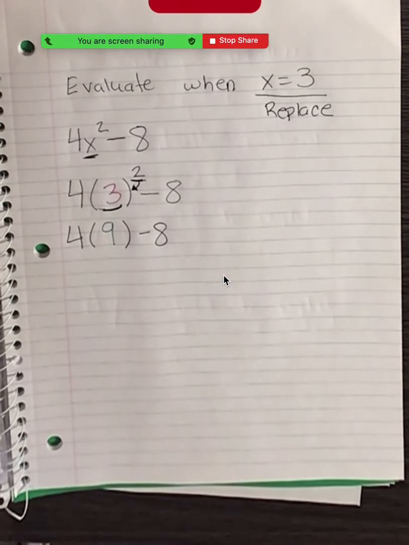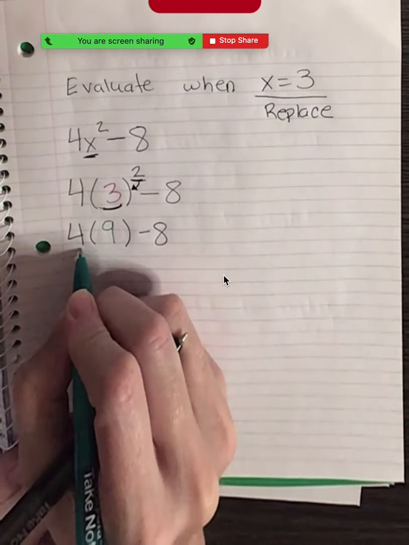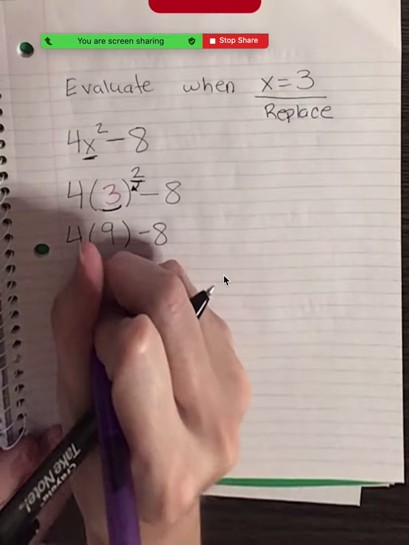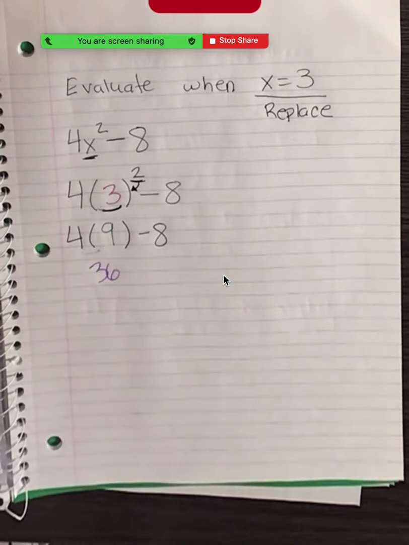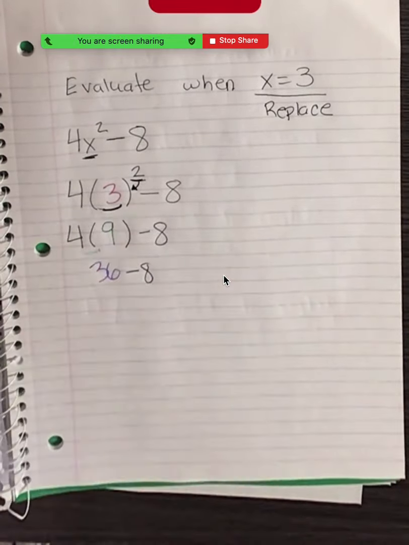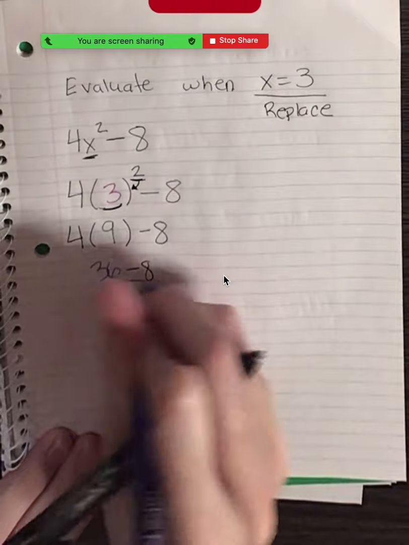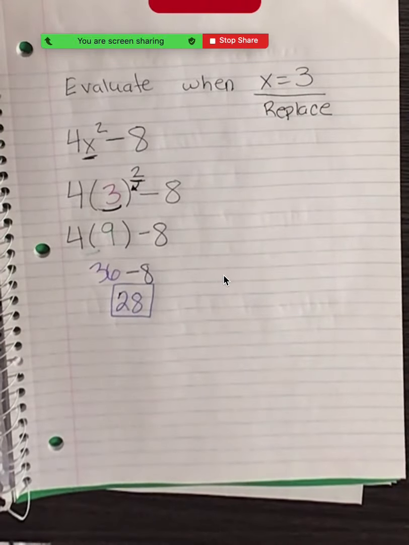Okay. So we did our exponents. Now we're going to do multiplication and division working from left to right. So we have multiplication right here. So that tells us we're going to do 4 times 9 first, which is 36. And then our last operation is a subtraction. 36 minus 8 is 28. So we get 28 as our answer. Okay?